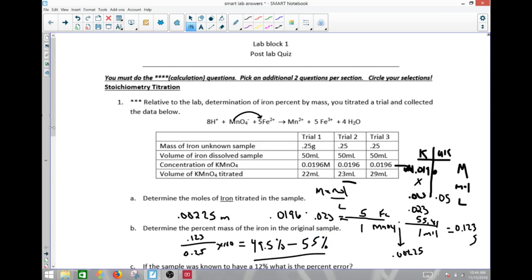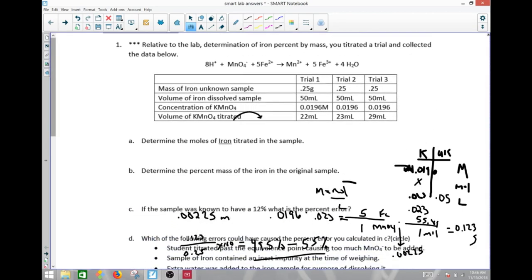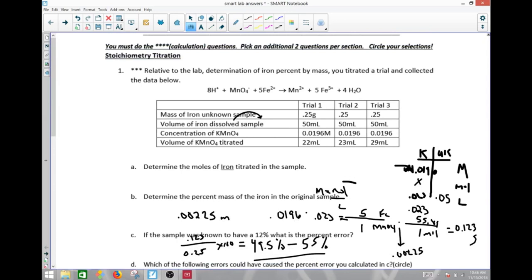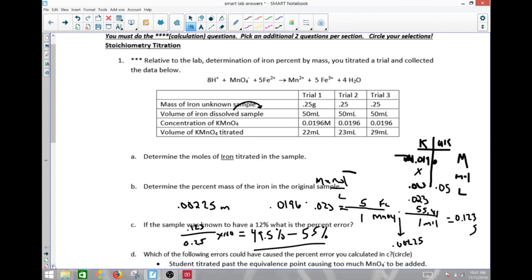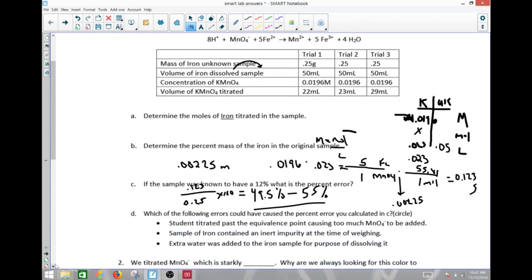All right, so let's move along down here. There we go. Perfect. Much better.